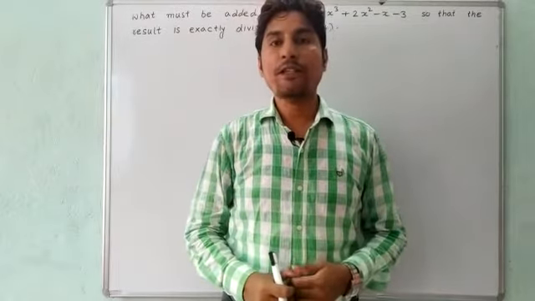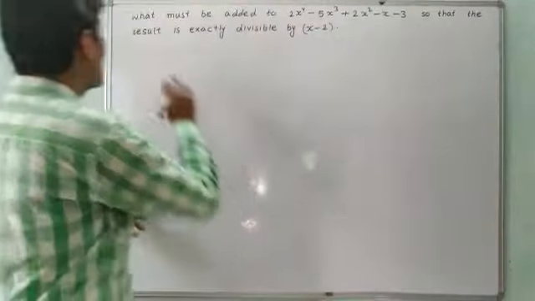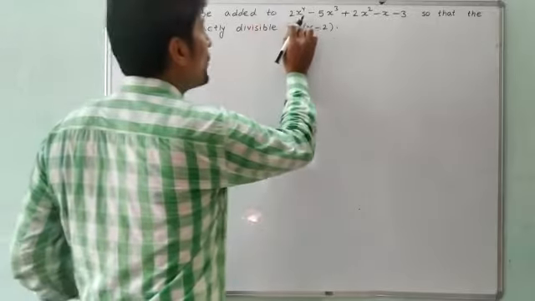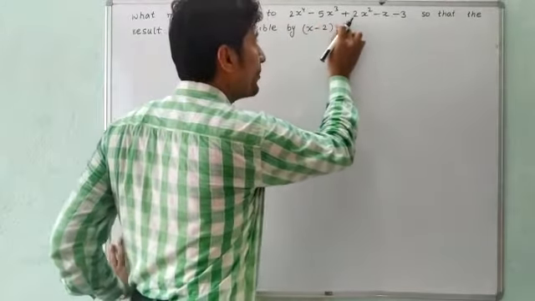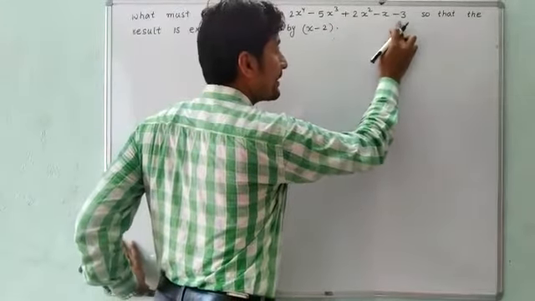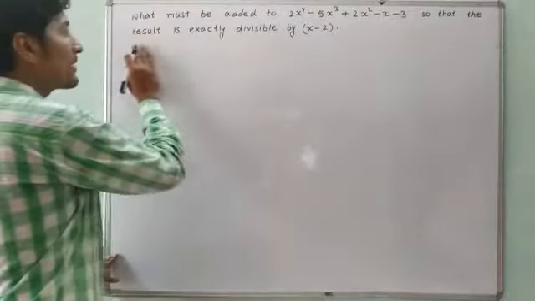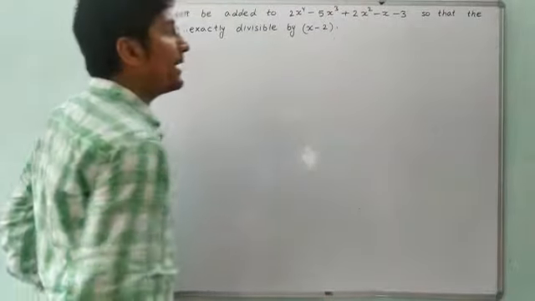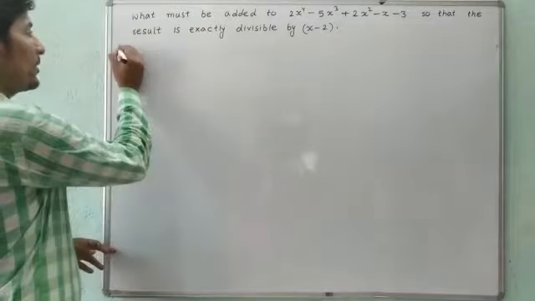Question number 24 of exercise 2D. Let us see the question first. What must be added to 2x to the power 4 minus 5x cube plus 2x squared minus x minus 3 so that the result is exactly divisible by x minus 2? So let us see the solution.